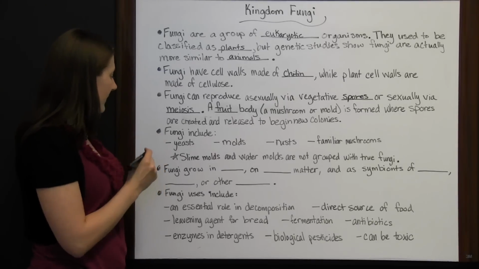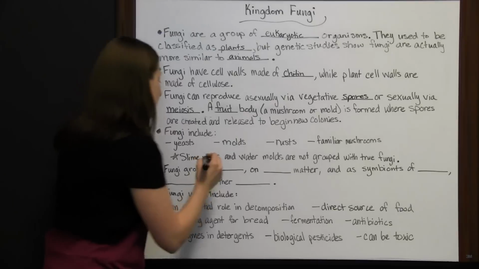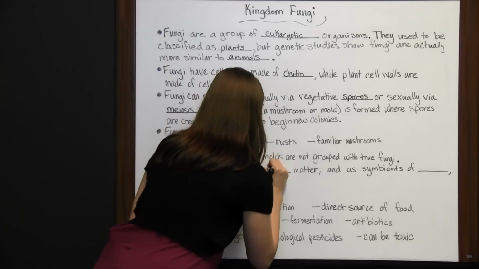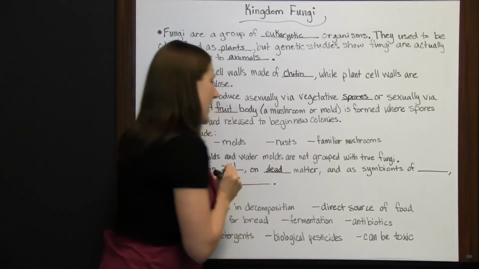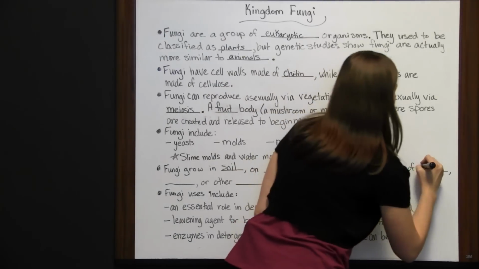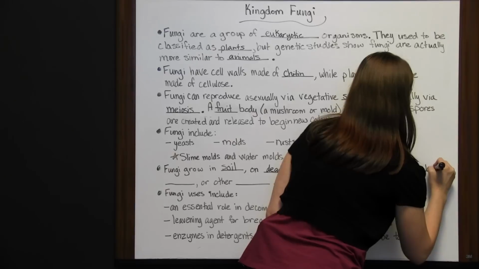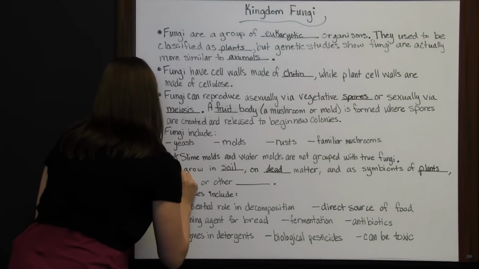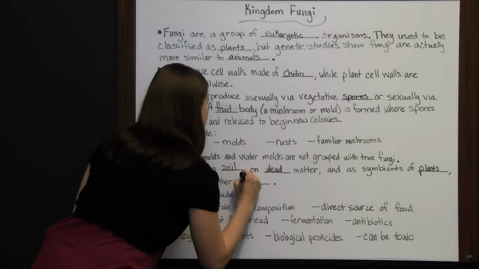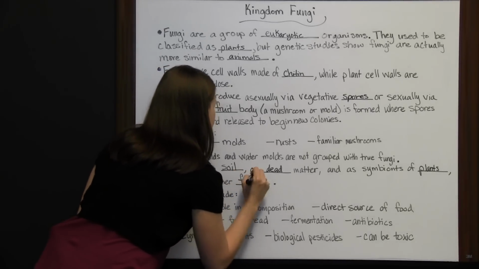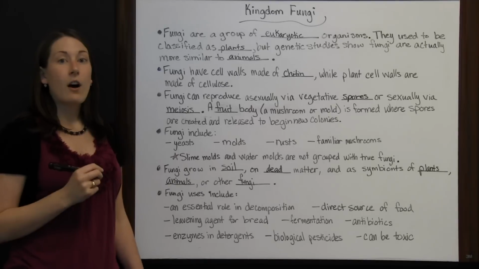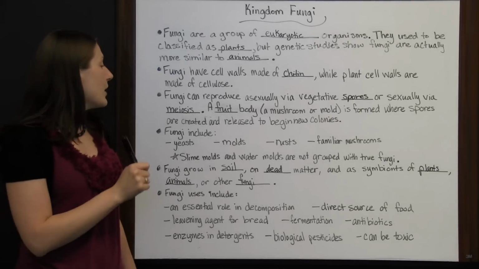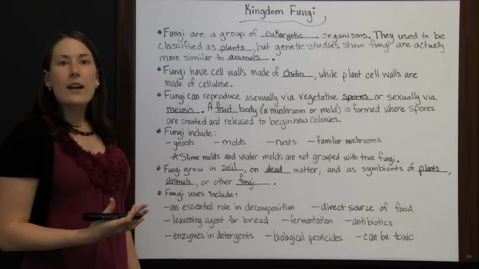Fungi grow in soil, on dead matter, and as symbionts of plants, animals, or other fungi. And being a symbiont means that a fungus can live on a plant, on an animal, or on some other fungus. So it can live on it.